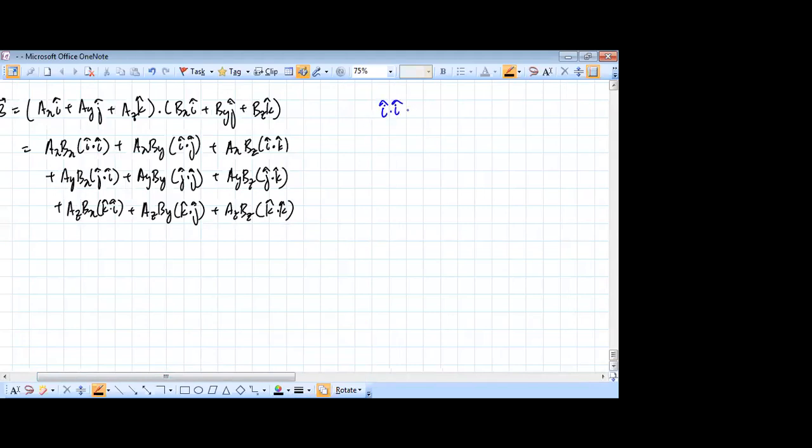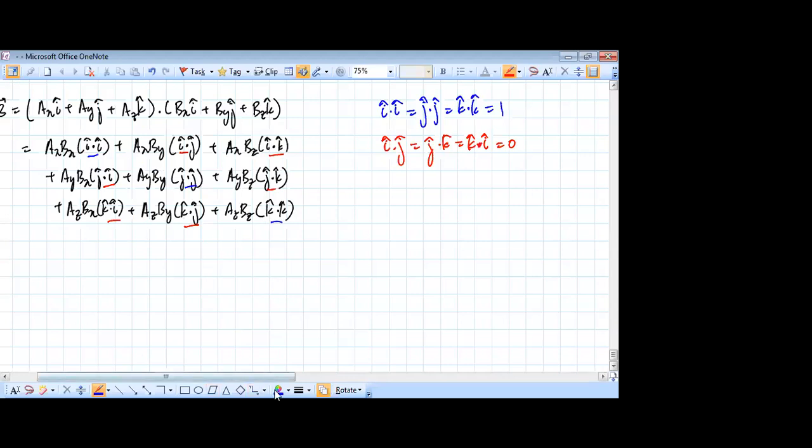I cap dot I cap, j cap dot j cap, and k cap dot k cap, these सारे terms 1 होते हैं, whereas I dot j, j dot k और k dot I, ये सारे terms 0 होते हैं. So ये term, ये term, ये term, ये term और ये दोनों term ये 0 हो जाएंगे. Whereas कौन से terms बच जाएंगे? ये 3 terms, this and this will survive.